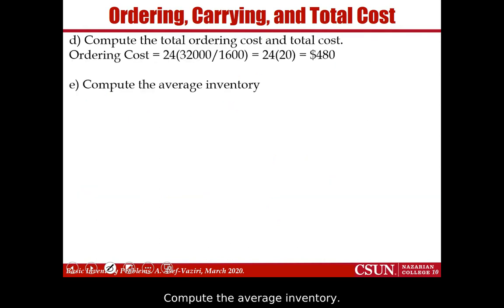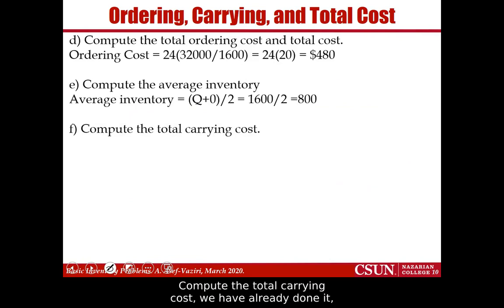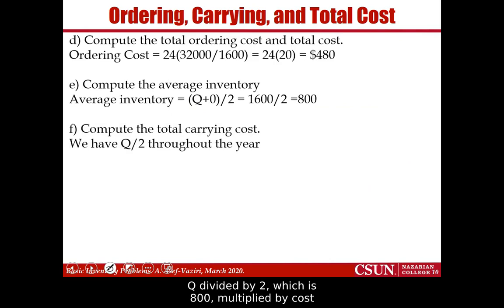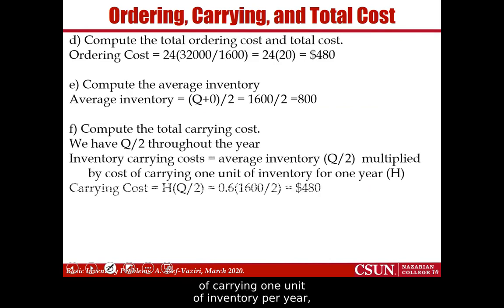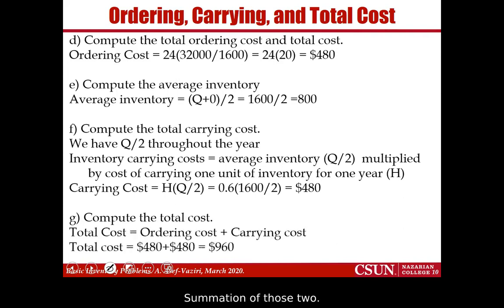Compute the average inventory. Average inventory, 1600 divided by 2, is 800. Compute the total carrying cost. We have already done it. Q divided by 2, which is 800, multiplied by the cost of carrying 1 unit of inventory per year. 0.6 times 1600 divided by 2 is 480. Compute the total cost, the summation of those two, or you can take one of them and multiply it by 2.